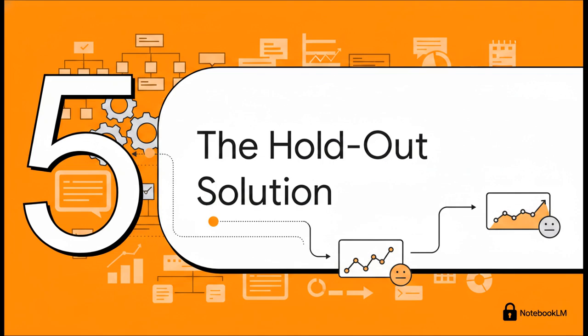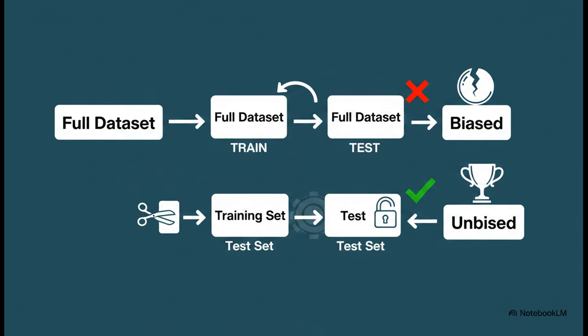Well, the answer is actually really simple, but it's incredibly powerful. It's called the holdout principle. The solution is just to split our data. It's that simple. Instead of using the same data for both training and testing, we carve out one chunk for training and a completely separate, untouched chunk just for testing. This one little change makes all the difference in the world.